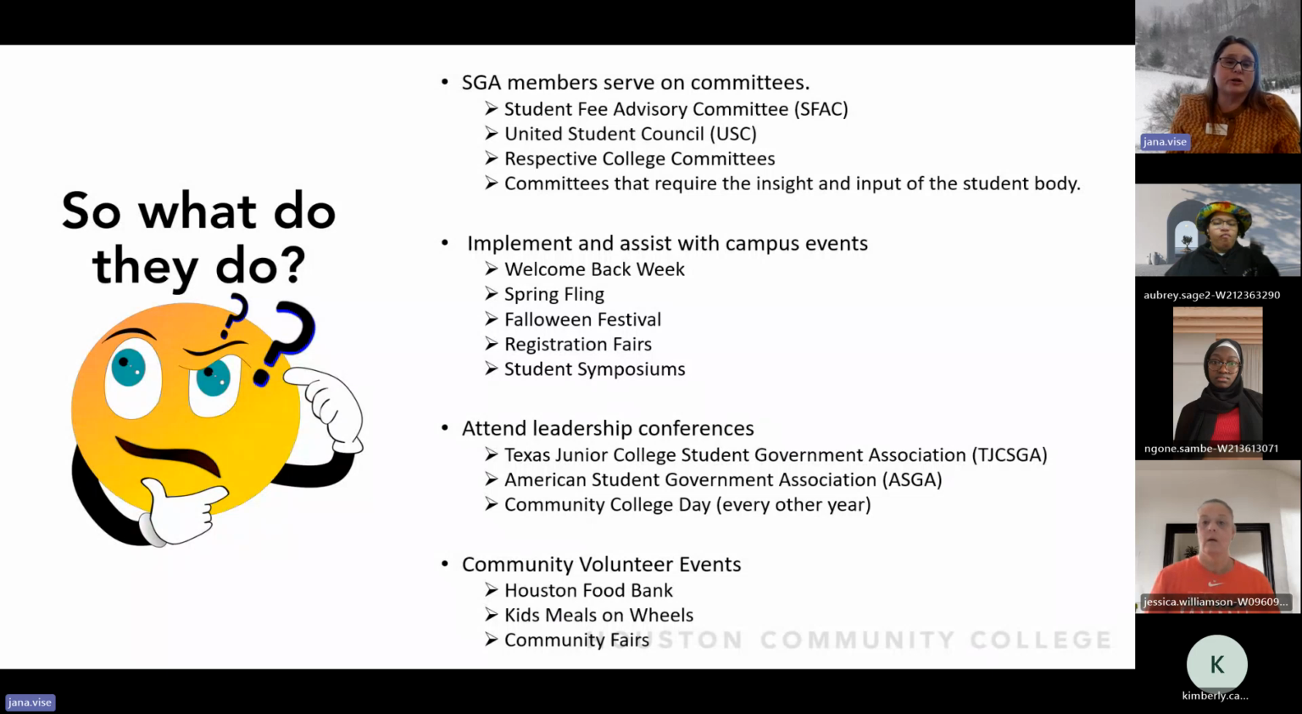You get to attend leadership conferences. We're part of the Texas Junior College Student Government Association. We have 2 region meetings, one each semester, and then we have a state meeting. We also attend the American Student Government Association, and we have Community College Day every other year. This is the year. We leave on Sunday to attend it this year. We go to the Capitol to talk to representatives. We also do volunteer events. So we have a humanitarian, and they get to plan out humanitarian events.